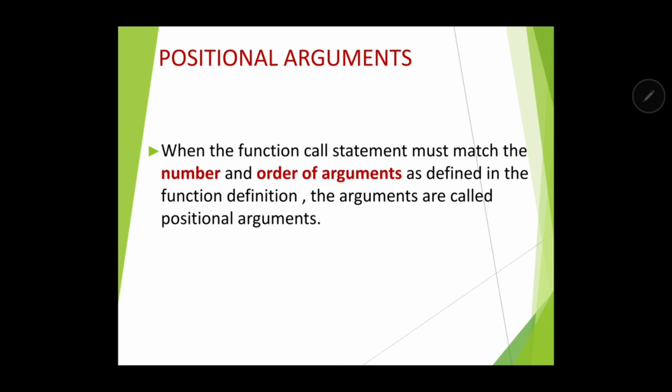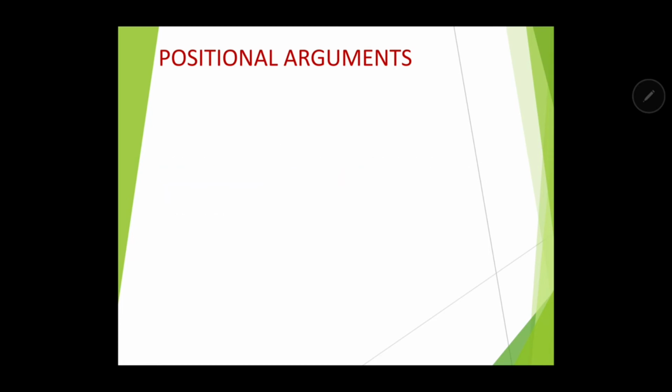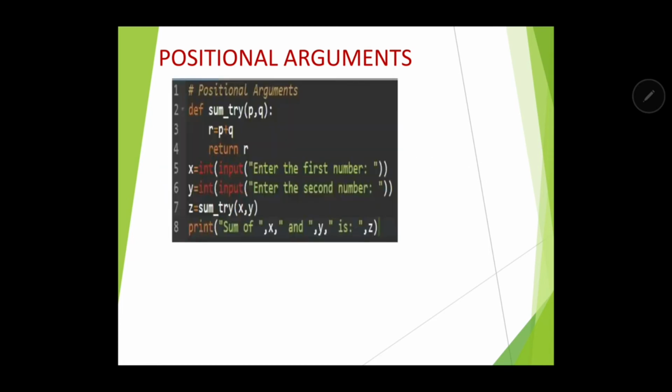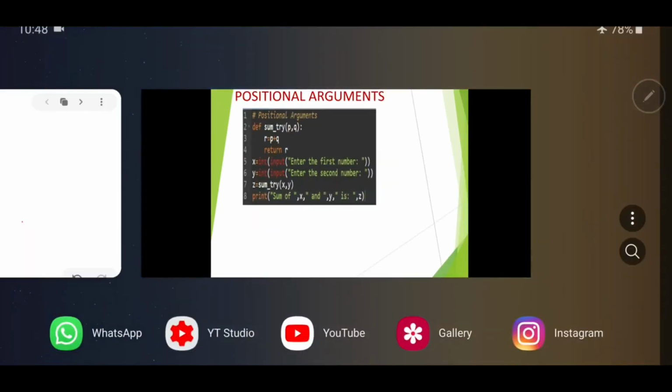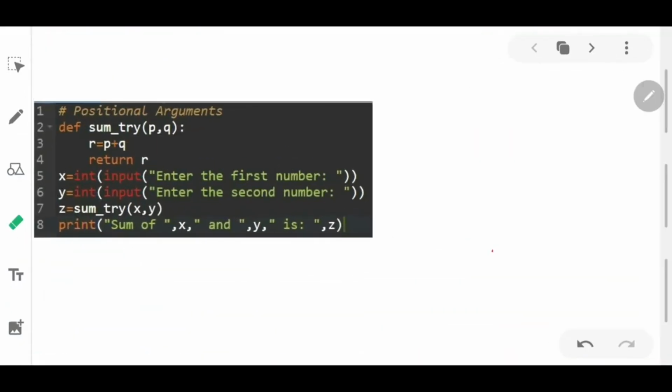So two things you need to remember. In case of positional arguments, the number of values within the function call should be equivalent to the number of values in the function definition. I'll explain it with the help of an example, and the order of the arguments should also be the same. So this is the definition. It will be very much clear when we go to the example. So let's say this is our Python code. I'll explain it in a better way on a board. So this is our code, and here we are going to discuss positional arguments.